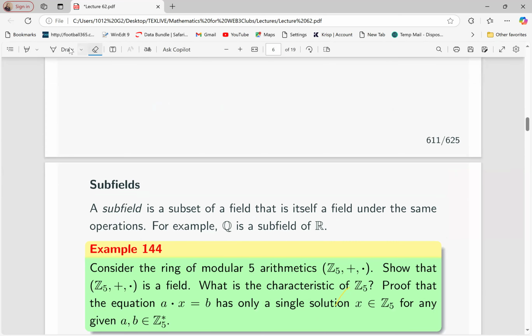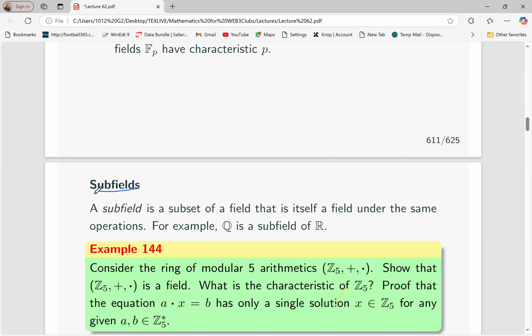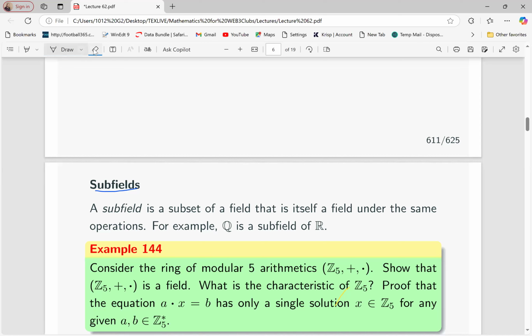But before that, let me look at what a subfield is. We have a field, and then we have a subfield. A subfield is a subset of a field, and this subset must be able to fulfill the properties of a field on its own. So you give it the properties of a field, it should be able to fulfill those axioms. If it fulfills that, we say it is a subfield.